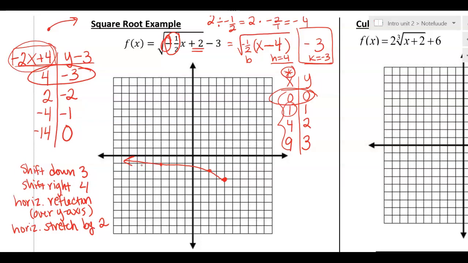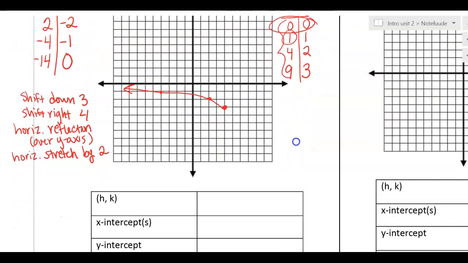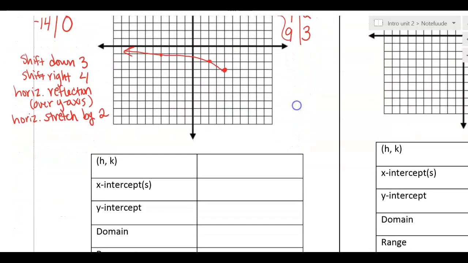Are we okay with that idea? All right, so let's fill in our H, K, our domain, and our range, and we'll come back and solve for intercepts at the end, okay? So what is our H, K value? We already talked about it, 4, -3.